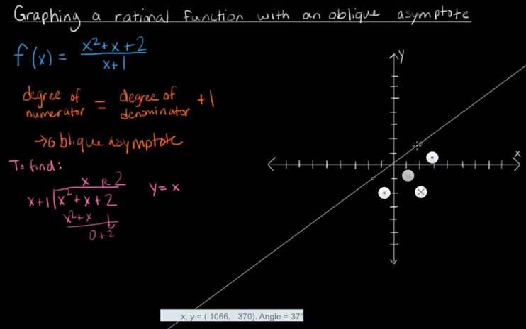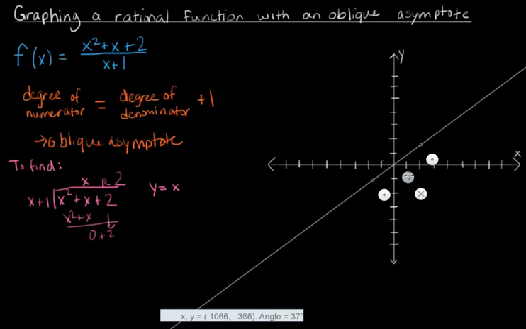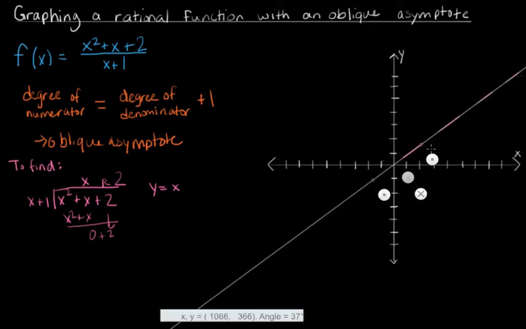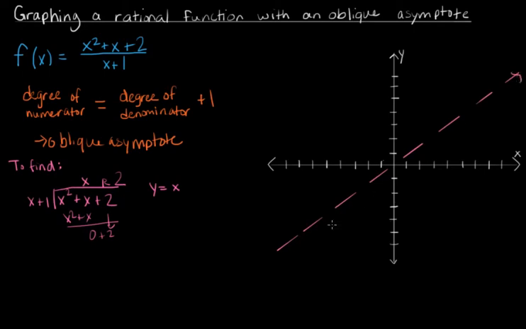Okay, this looks pretty good. So I'm going to graph a dotted line here. Okay, and that is my oblique asymptote.